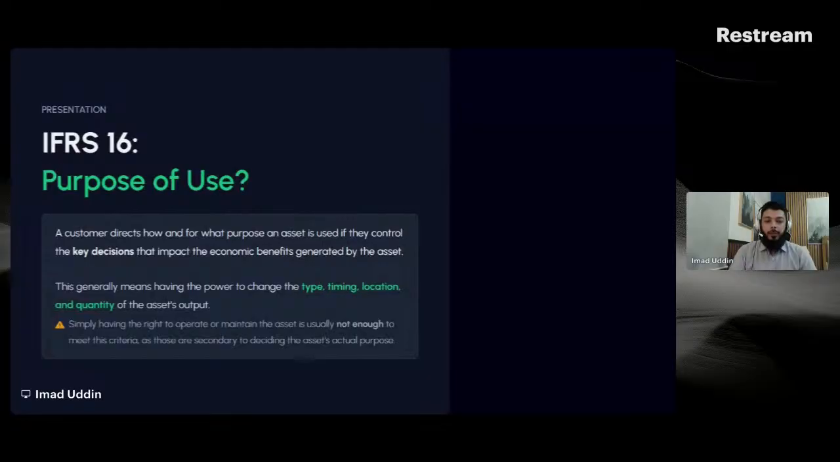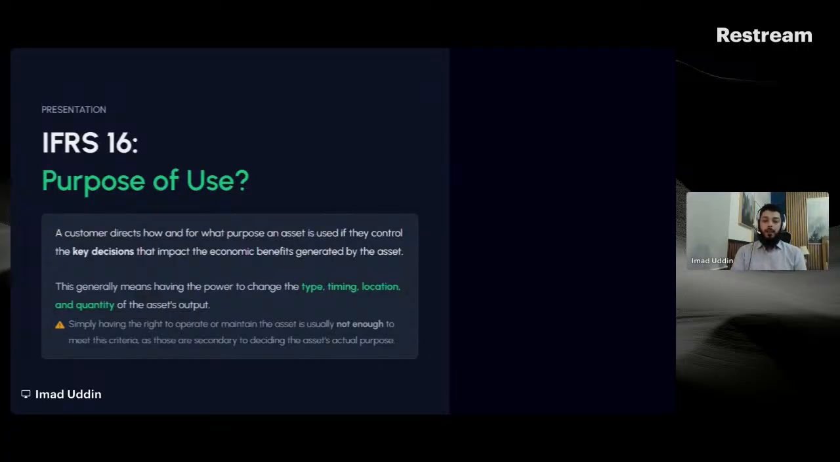So let's dive a bit deeper into for what purpose the asset is used and how do we define whether the lessee controls that purpose of use or not. So a customer can direct how and for what purpose an asset is used if they control the key decisions that impact the economic benefits generated by the asset. So what are those key decisions? This generally means having the power to change the type, timing, location, and quantity of the assets produced. So a customer can decide what to produce, when to produce, where to produce, and how much to produce.